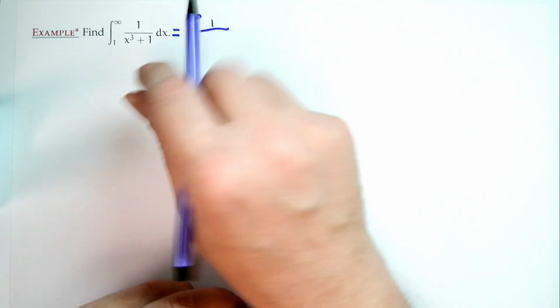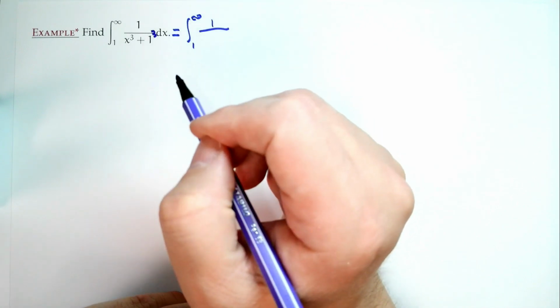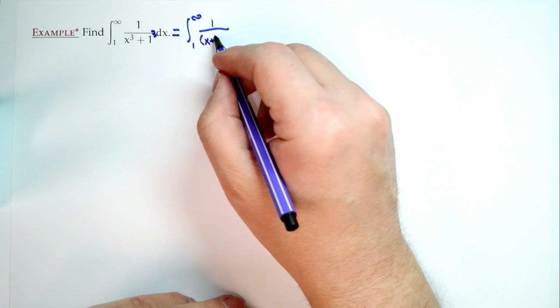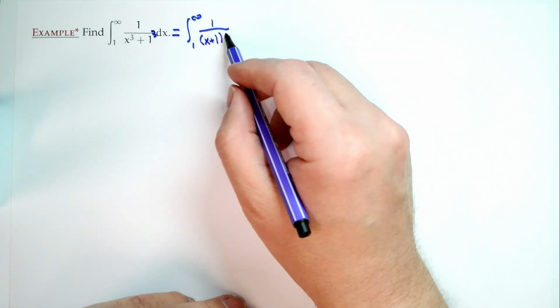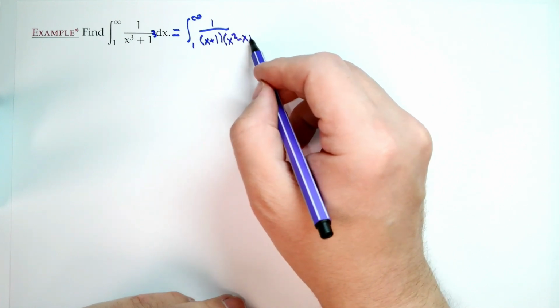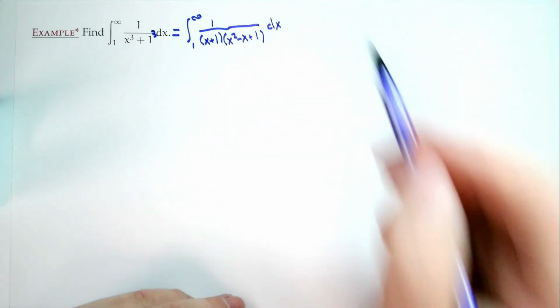Now, here I have x cubed plus 1, which I can think of as x cubed plus 1 cubed. So it's a sum of cubes. And there's a nice little formula for a sum of cubes. If I have a cubed plus b cubed, it's a plus b times a squared minus ab plus b squared. All right? There we go.